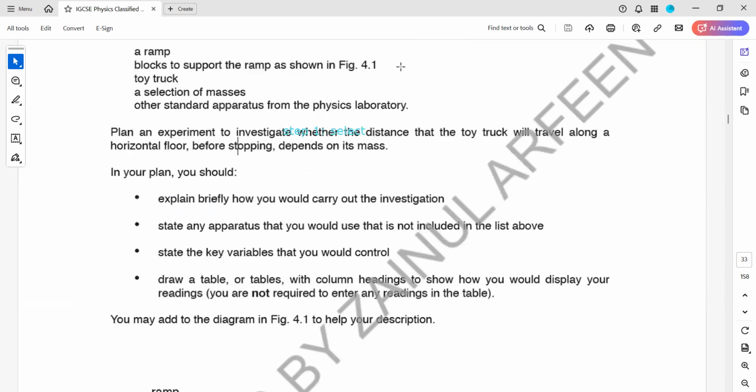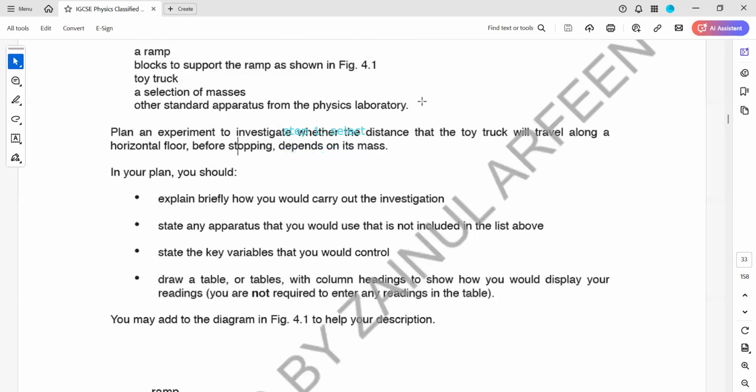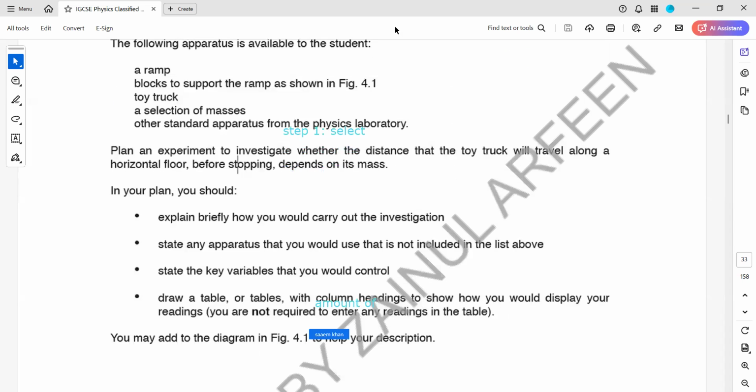So first, whenever you answer, try to address the bullet point. Explain how you would carry out the investigation. What we should do in this investigation? What could be done in the experiment? Anyone want to add on?